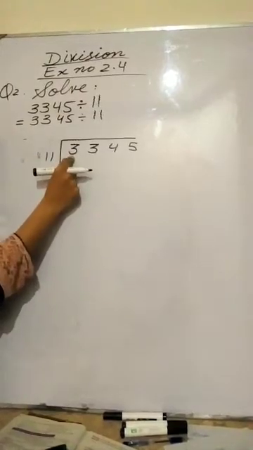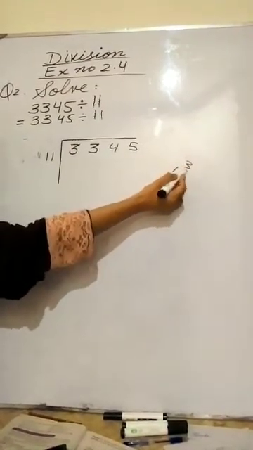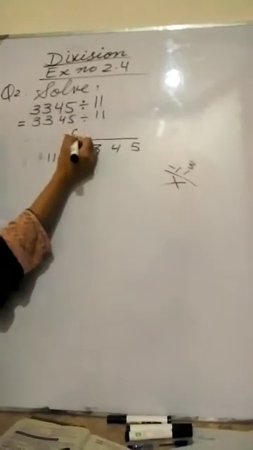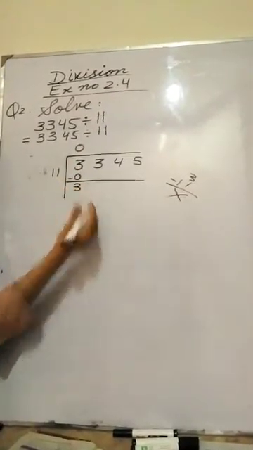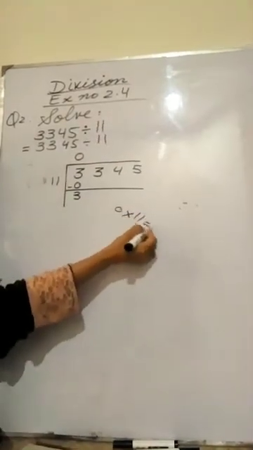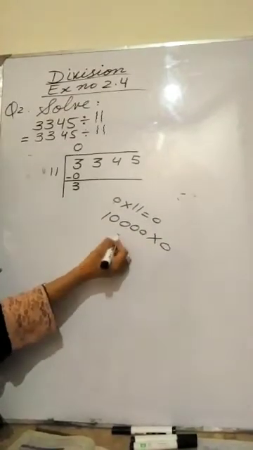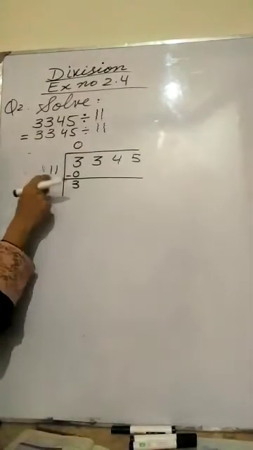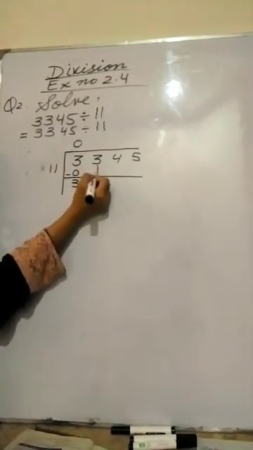Take your first value of the dividend. 11, 1 time 11 is not possible because 3 minus 11 is not possible. That's why 11, 0 times 0, 3 minus 0, 3. Times tables start from 0, but we can't write it because any number multiplied by 0 is always 0. That's why 11, 0 times 0. Now write down the next number.